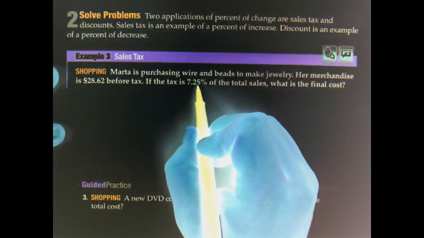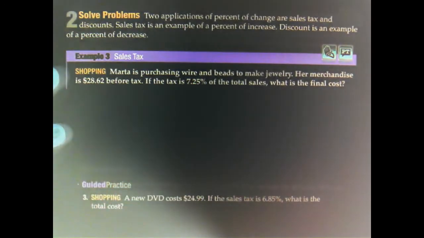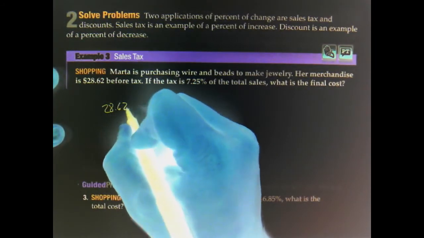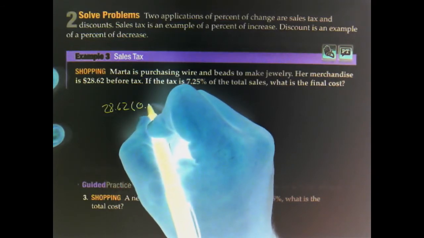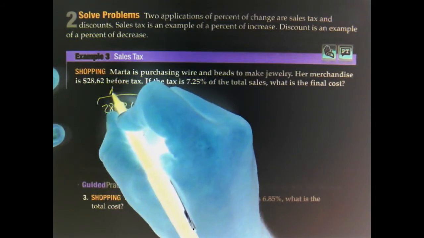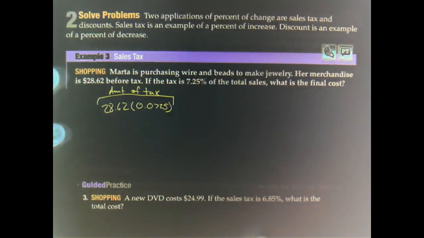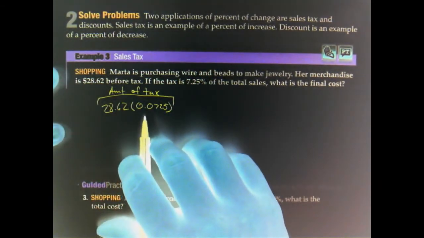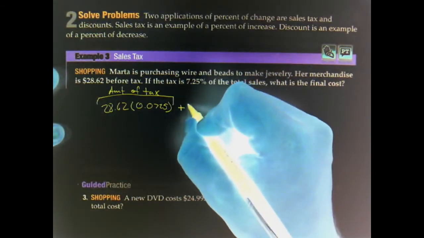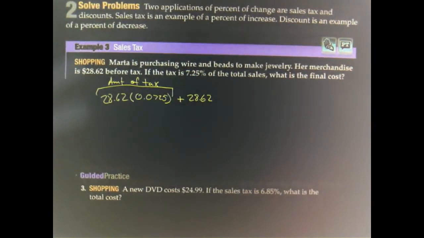So we take 7.25% written as a decimal, and we multiply it by 28.62, and that'll tell us how much tax. Okay, so if I take 28.62 multiplied by 0.0725, this will give us our amount of tax. Now, that's not what I'm going to pay at the register. I don't only pay the tax, I also have to pay this original amount. So I add it again to this original amount. Now, when I simplify this, this will give me my answer.